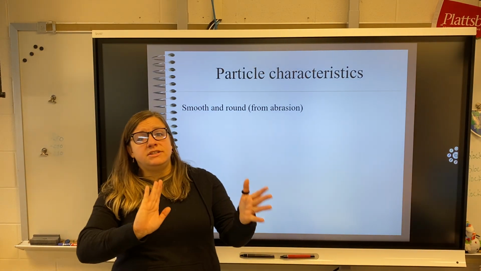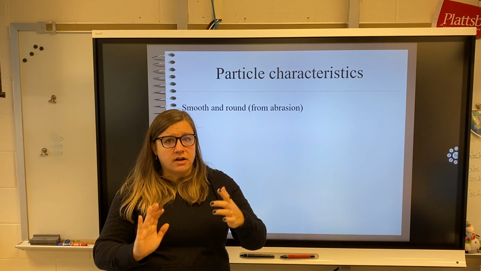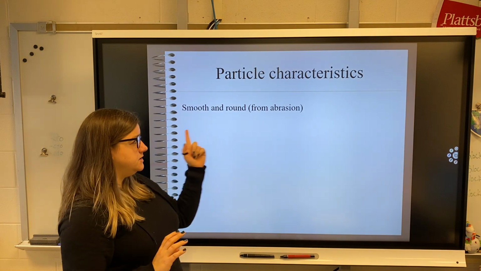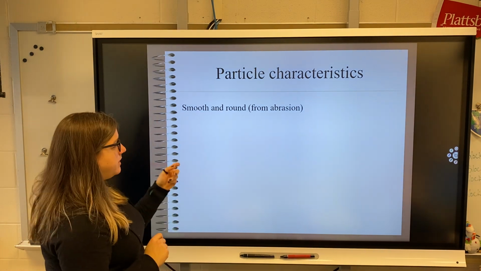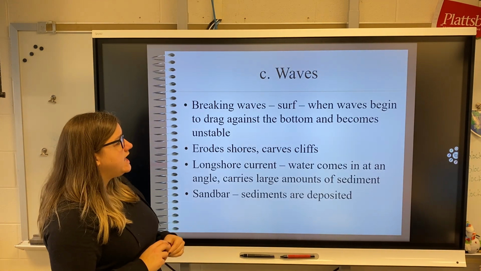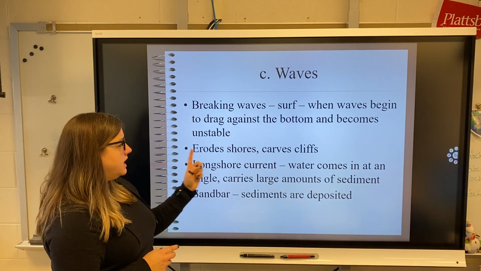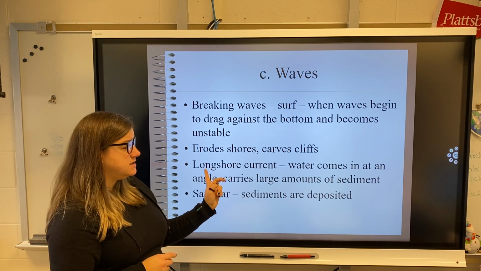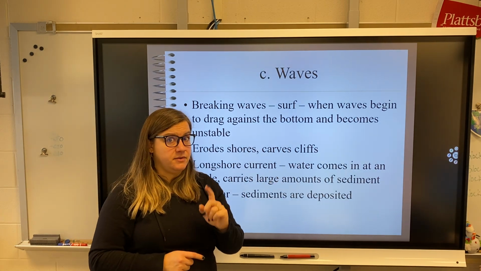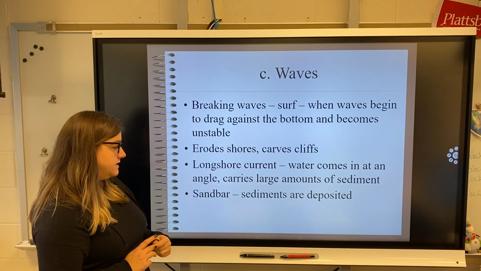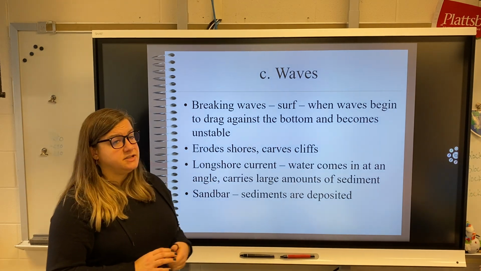Now, anything to do with wind and water is going to be rounded and sorted. It's going to be smooth from abrasion. It causes it to be rounded. Okay? Waves can cause things to be rounded. They drag against the bottom, it erodes the shores and cliffs, and it causes these longshore currents. That's something you need to know. Water comes at an angle and it carries large amounts of sediments. This also can create sandbars.